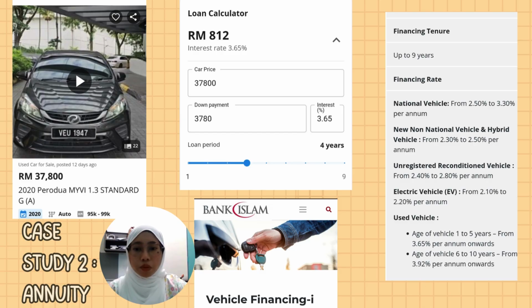Case study number 2, annuity. As you can see from the pictures, we choose a used car, which is a Perodua Myvi. The car price is 37,800 ringgit with a down payment of 3,780 ringgit. As for the interest rate, 3.65% for 4 years, since the age of the car is 4 years.